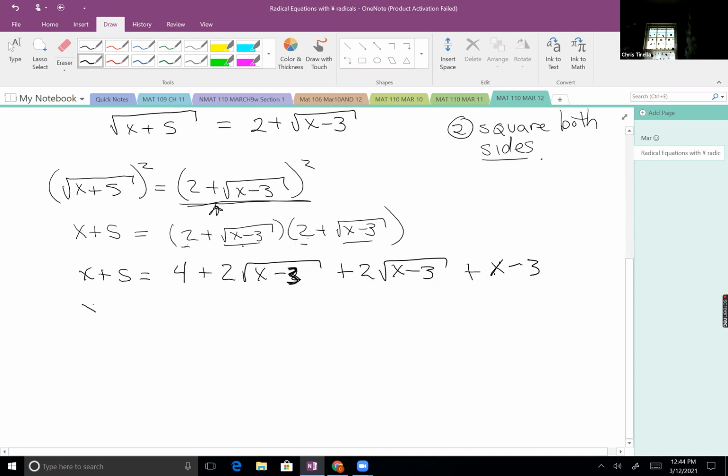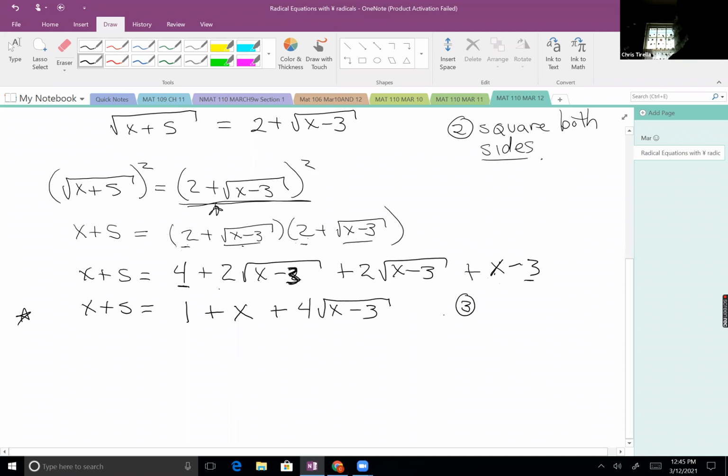So now on the left, I've got my x plus 5. On the right, I've got some like terms. 4 minus 3 is 1. I only have that single x term. And then when I take 2 times the radical plus 2 times the radical, I get 4 times that square root of x minus 3. And now this equation looks much more like those equations we looked at last class with only one radical.